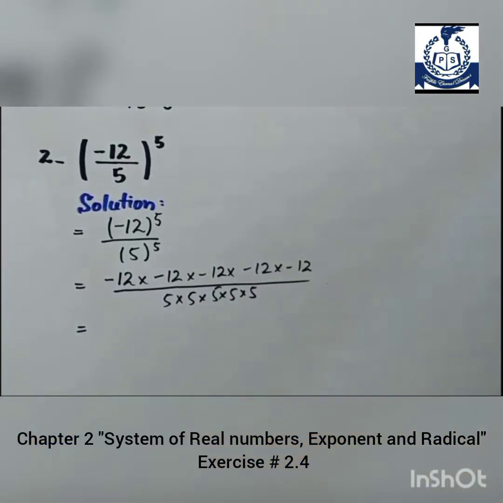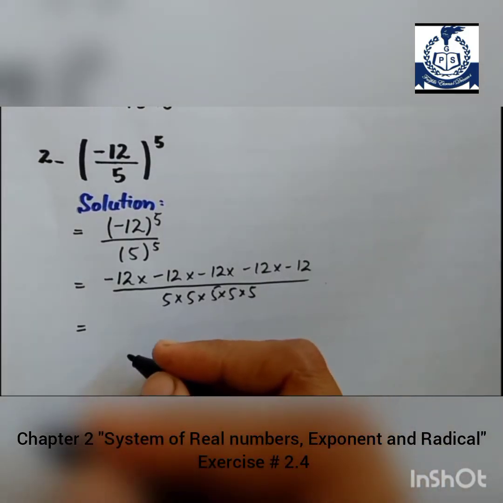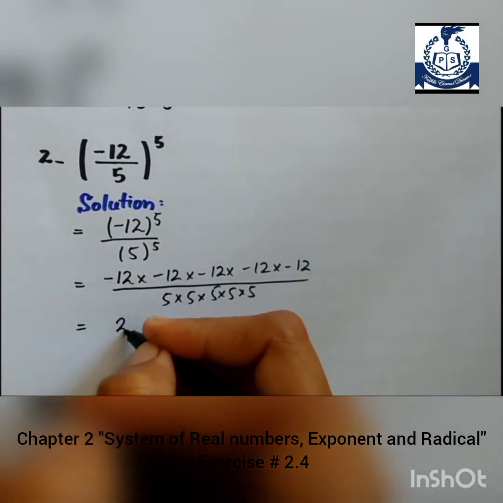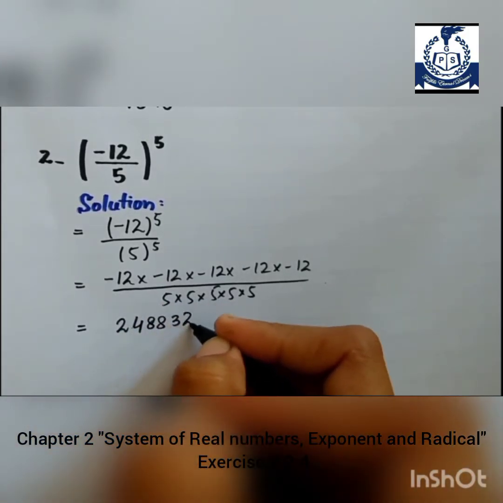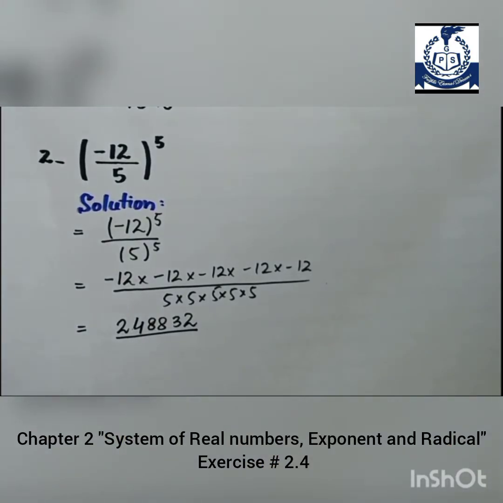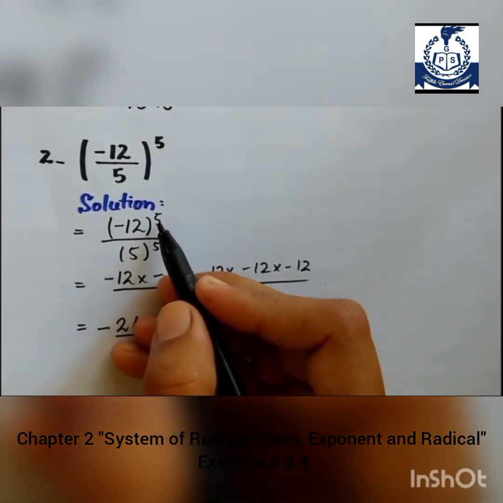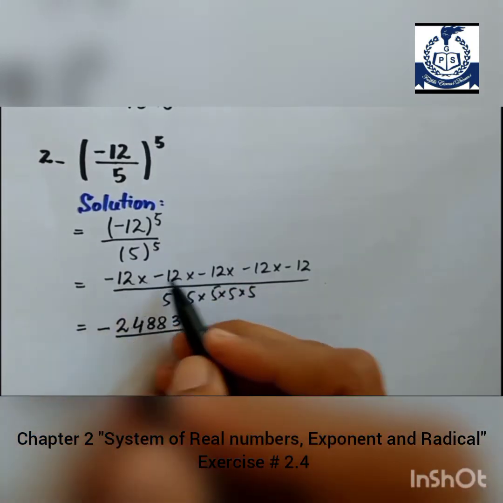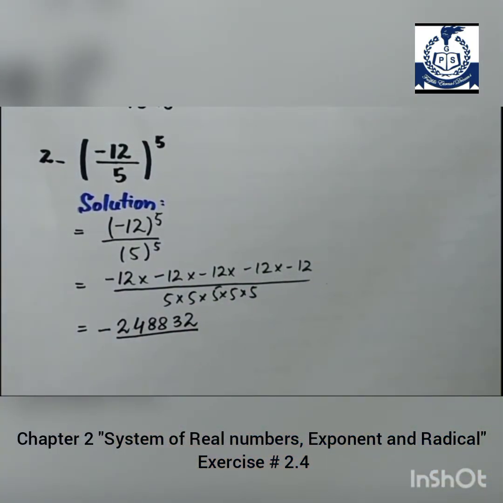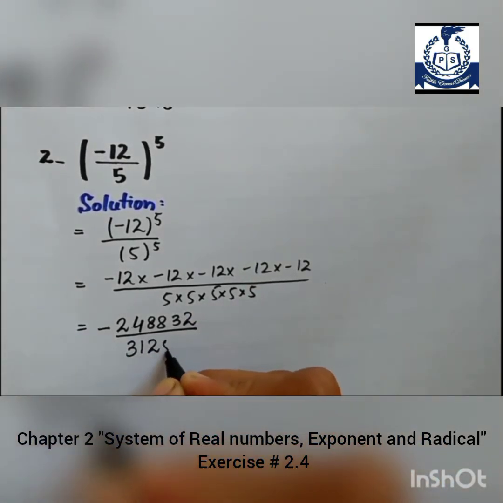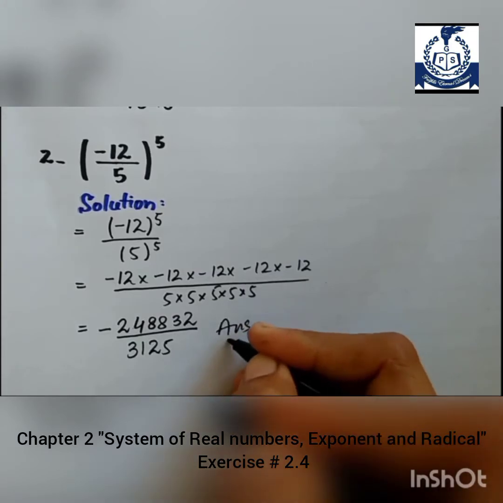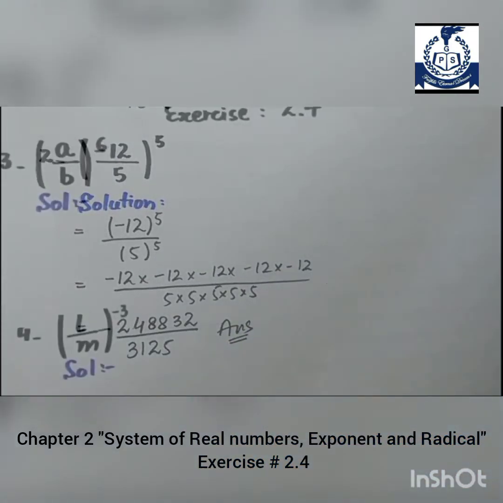So we multiply minus 12 five times, and we get the answer 2,48,832 with a minus sign, because the base minus 12 is negative and has an odd power, so the answer is in negative form. And we multiply 5 five times, so we get the answer 3,125. So this is the answer.